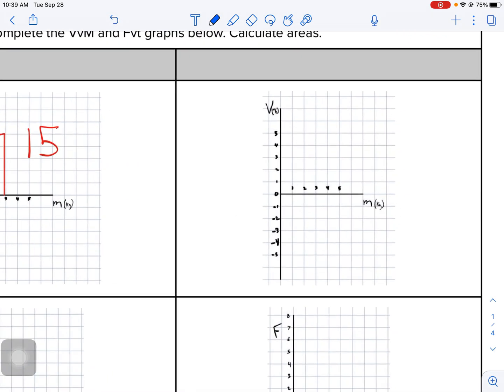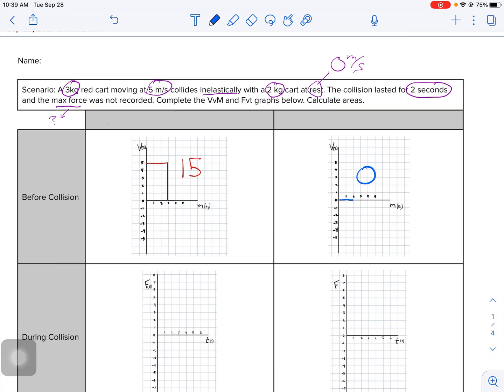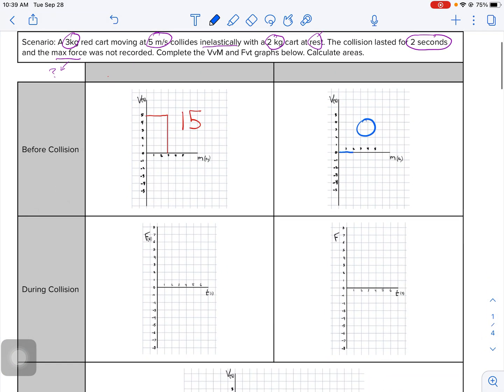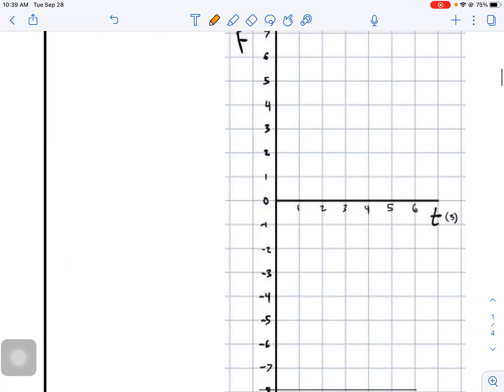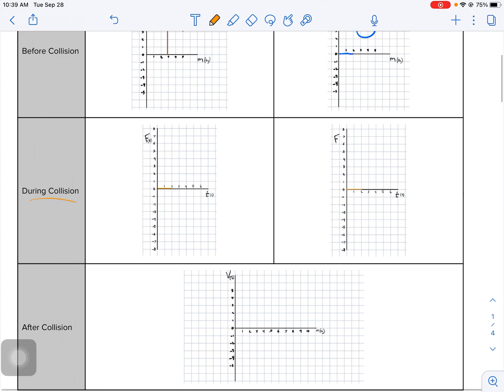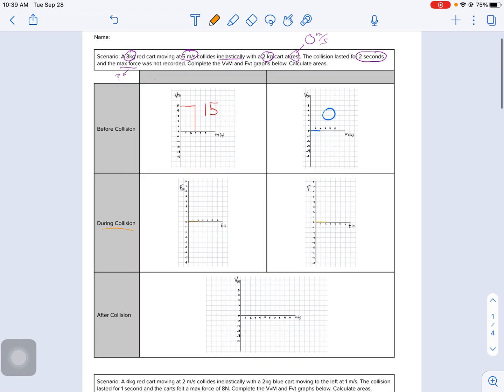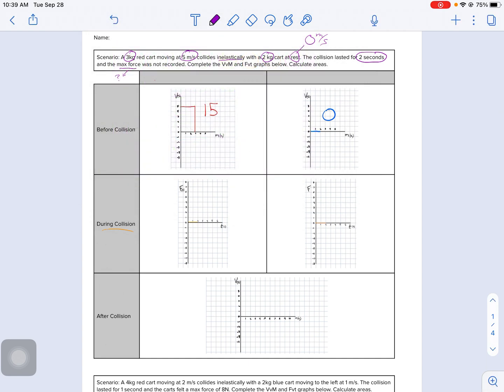The 2 kilogram cart, it's at rest. So I'm just going to draw a little flat line and write a 0. It has no momentum. And then it says the collision lasted for 2 seconds. Now we're down here during the collision. So I'm going to draw a little line on 2 seconds here. We don't know how much force yet, but we'll find that out. The force on each cart, they collide with each other, so it lasts the same amount of time. And now we're on our own, and we've got to fill in the velocity versus mass graph after the collision.